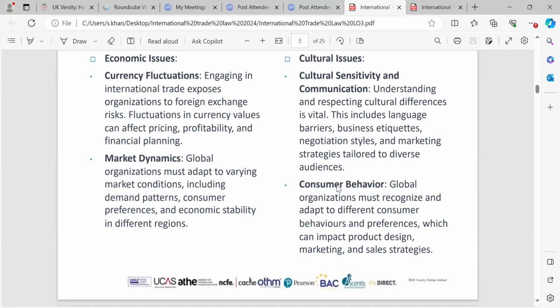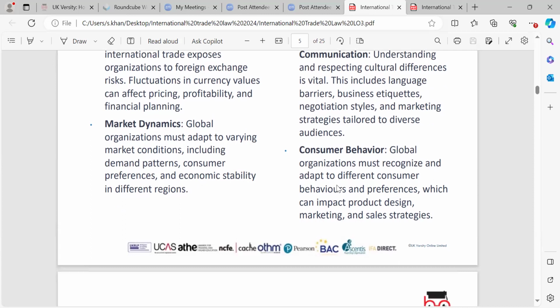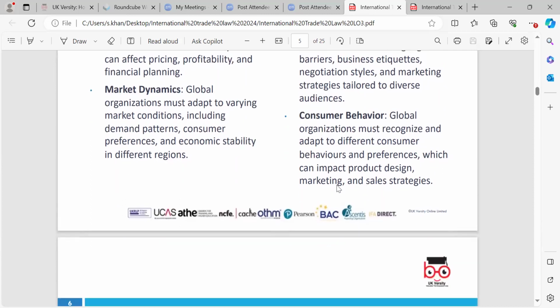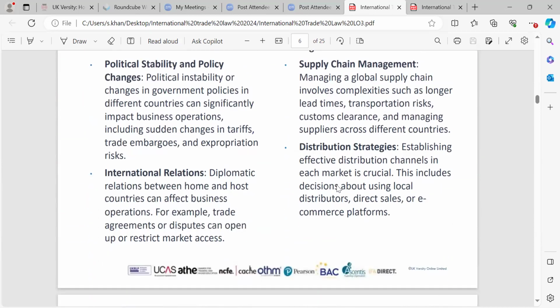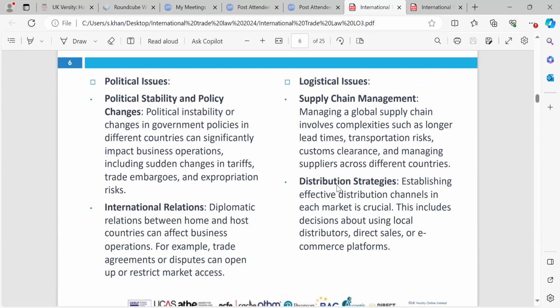So understanding cultural differences is vital. Consumer behaviour, so global organisations must recognise and adapt to consumer behaviour. We looked at political issues, political stability and policy changes. We looked at international relations and logistical issues such as the supply chain management and distribution strategies.